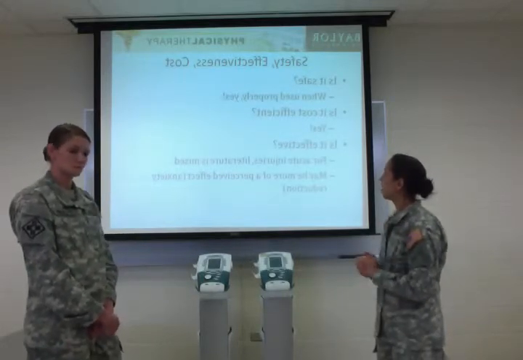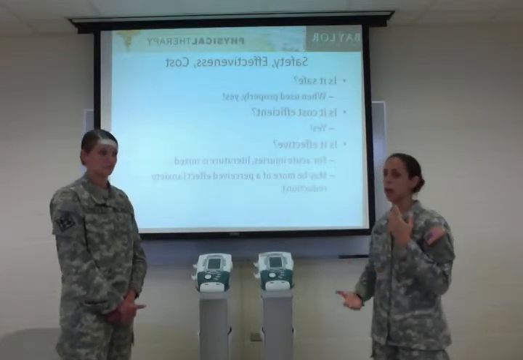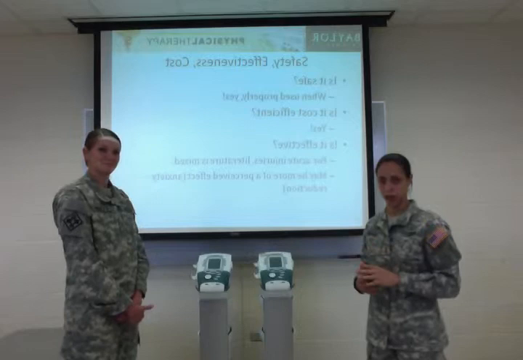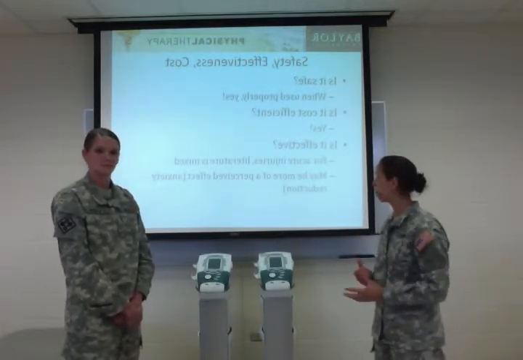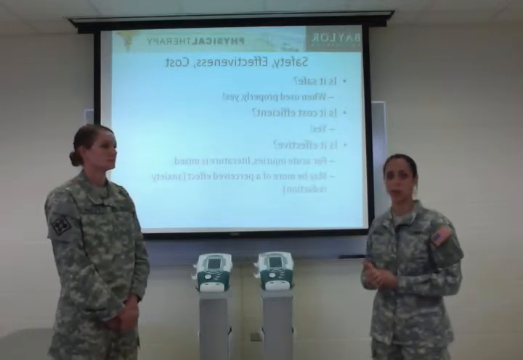So now we're looking at safety, effectiveness, and cost. So is it safe? As long as you abide by the precautions and contraindications, we found that yes, the TENS is a pretty safe modality to use. Is it cost efficient? Yes, it's pretty cheap.